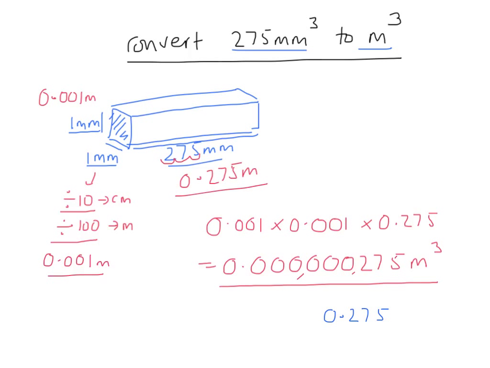Just a quick recap of how we got that answer. We took our 0.275 metres and multiplied by 0.001, which is basically dividing by 1,000. Every time I divide by 1,000, 1, 2, 3, my decimal point will move back to here. Then I've got to divide by 1,000 again, 1, 2, 3. So this is where my new decimal point is going to end up, and that's what that number is going to look like. That gives me the 6 zeros in front of my 275.